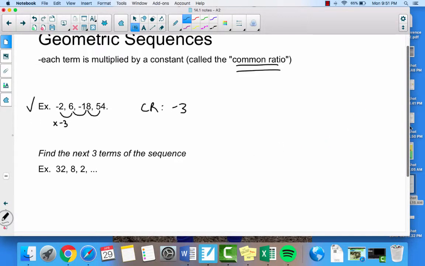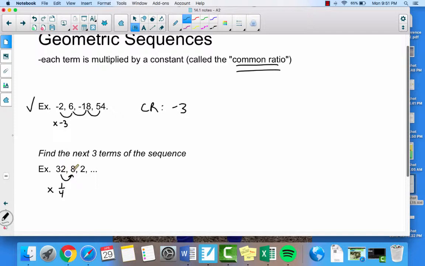Now in this example below, same concept. It says find the next 3 terms of the sequence. So you have to figure out what it is you're multiplying by each time. Now, with a geometric sequence, you could be multiplying by a whole number or a fraction, depending on if you're getting larger or smaller. So in this case, we're getting smaller each time, which means we're going to be multiplying by some fraction. So to get from 32 to 8, we're dividing by 4. That's the same as multiplying by 1/4.